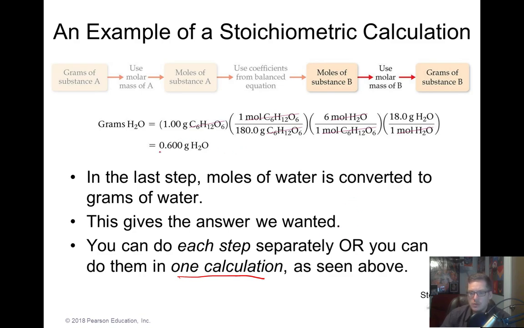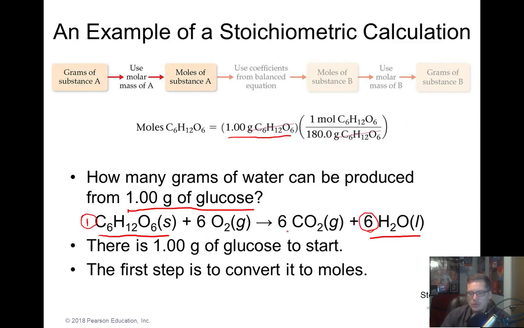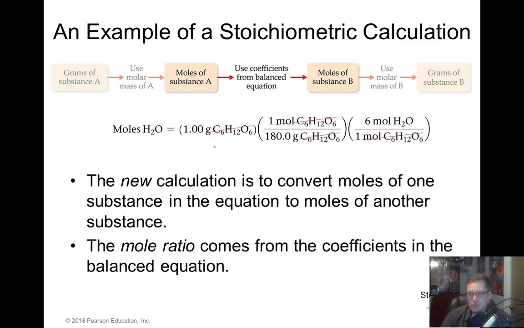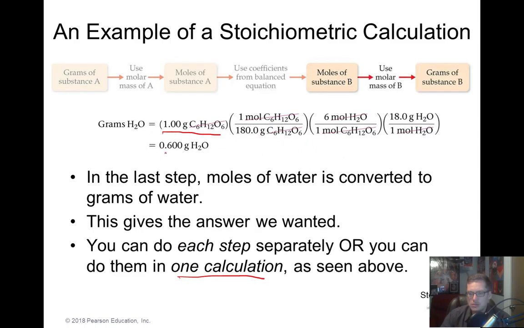All right. So anyway, if you started with 1 gram of glucose and reacted it in a perfect reaction just like this, essentially we're just burning it, right? This is a combustion reaction. And so if we burn 1 gram of glucose, we should end up with 0.6 grams of water at the end.